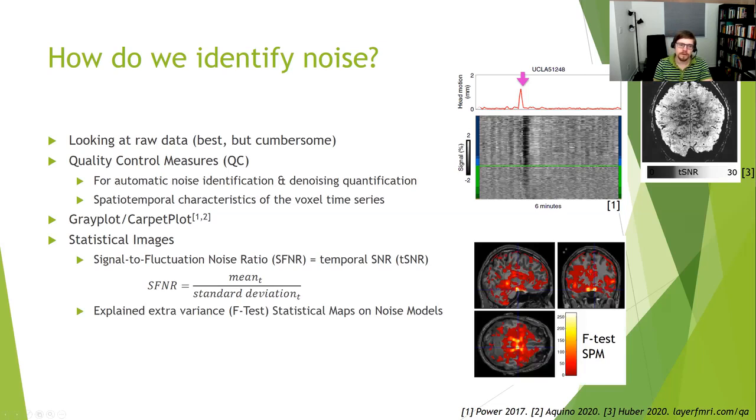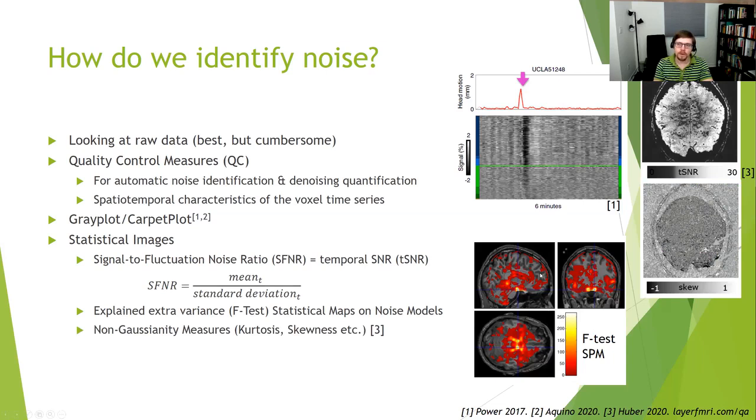If you have a model of the noise, you can have a look at how much variance in your data is explained. For example, with an F-test, you see the example of cardiac physiological noise. Or you can look at how assumptions about your noise are violated, for example, the Gaussianity of thermal noise. And non-Gaussianity measures like kurtosis or skewness give you an indication of artifacts.